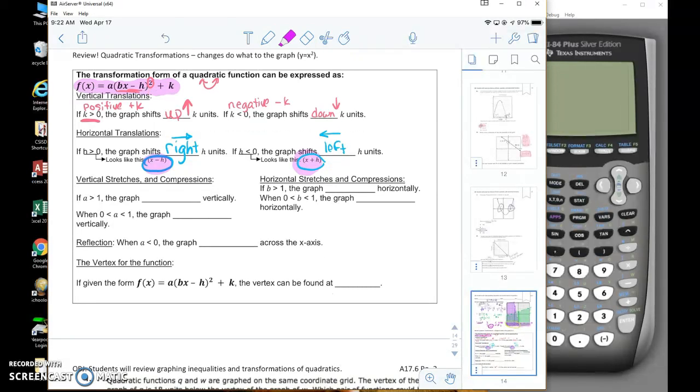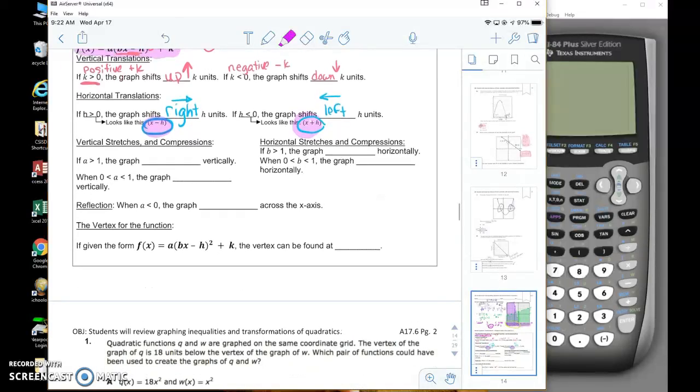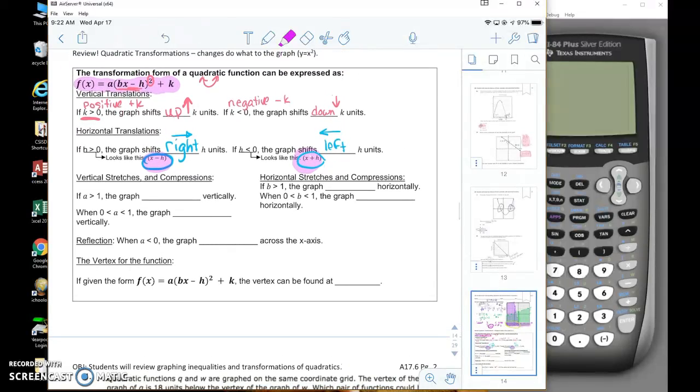Okay, now we are looking at vertical stretches and compressions. This is the number that is in the very front of the equation. If that number a is greater than 1, then our graph stretches vertically. So this means if we have a parabola and we stretch it out vertically, then this graph gets more narrow. It gets thinner.